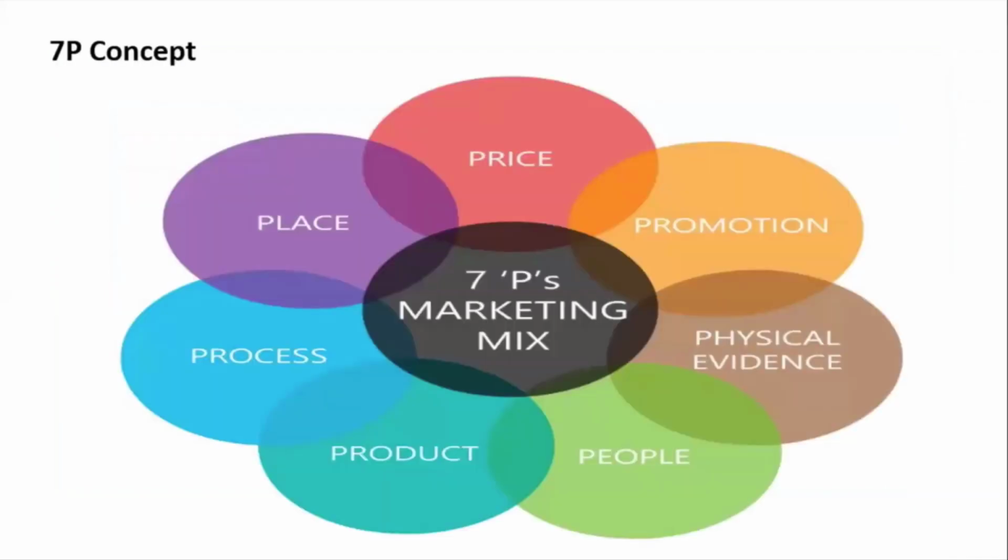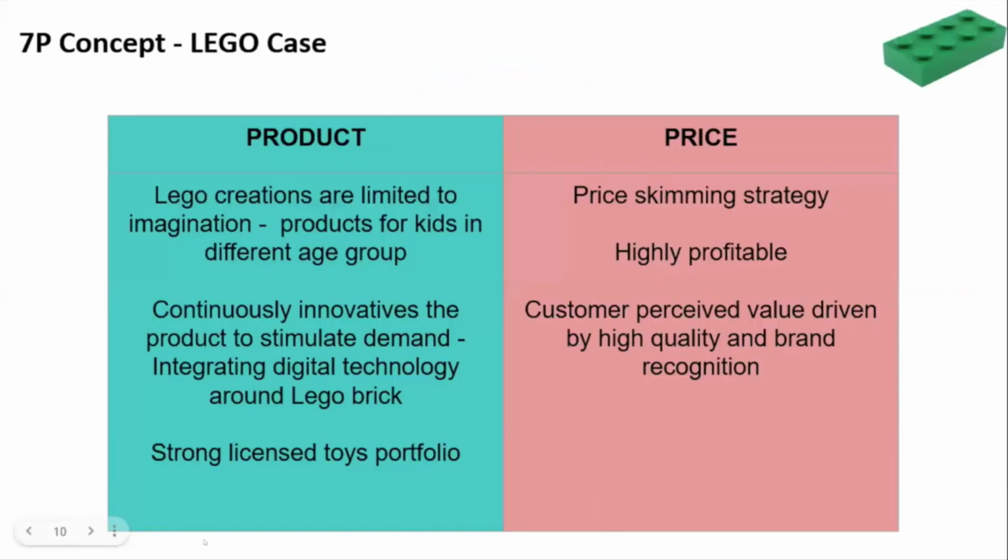The 7P concept: price, promotion, physical evidence, people, product, process, and place. My dear colleague Sinara will explain this 7P concept. We need to keep in mind that the consumers are the center of the logic of this strategy or concept. So the first P, product, refers to the product or service that the business is offering to consumers.